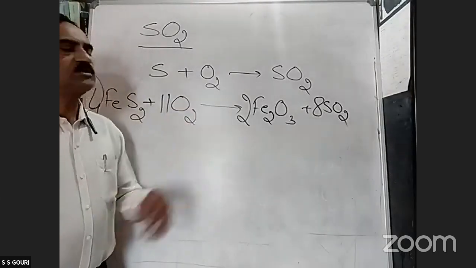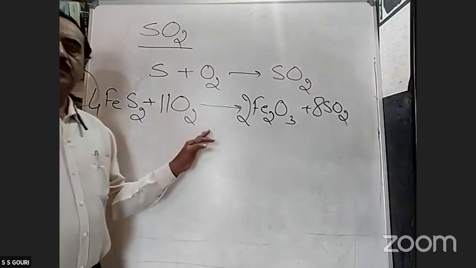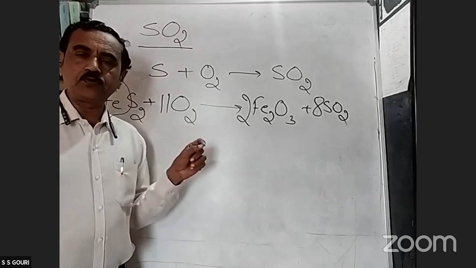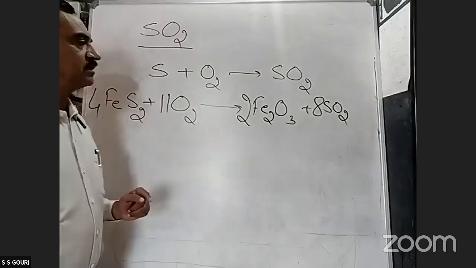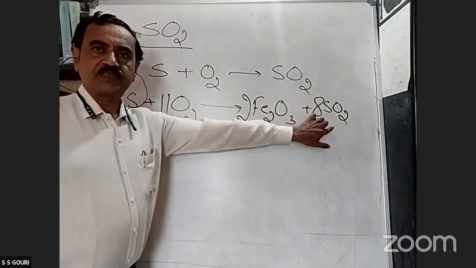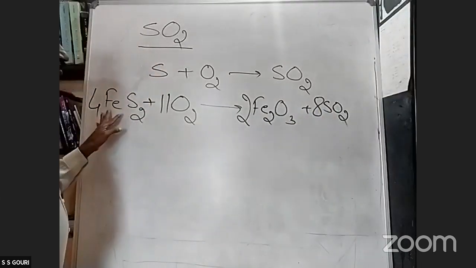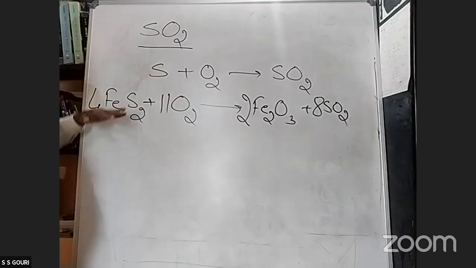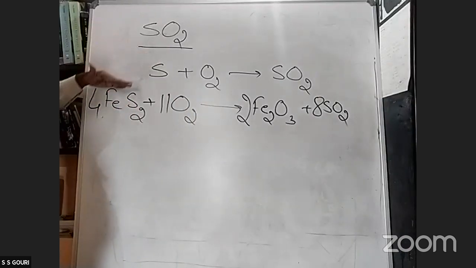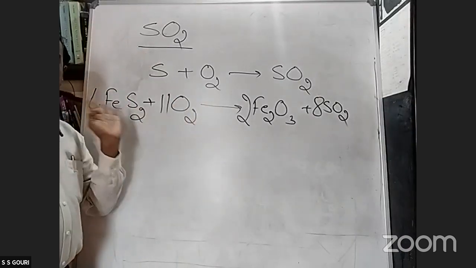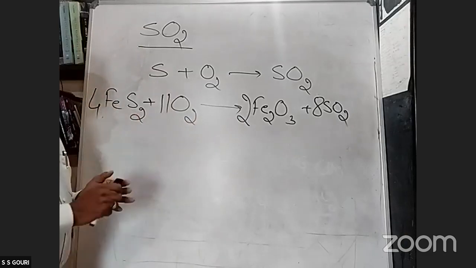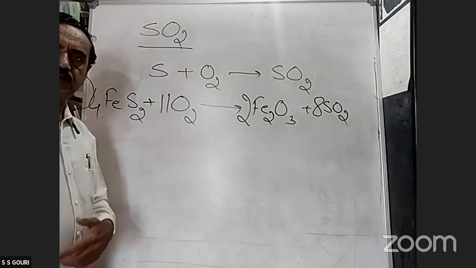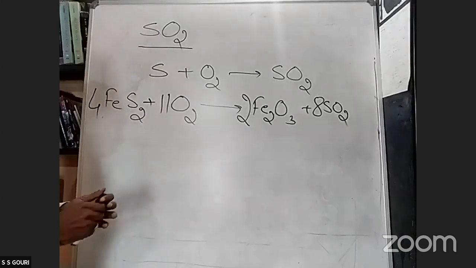You come across this reaction again in the manufacture of sulfuric acid. In order to manufacture sulfuric acid, SO2 is required, and this is how it is produced in the first step. Sulfur dioxide is produced either by burning sulfur in air or iron pyrites in air. But in the laboratory, this is not how we prepare SO2.